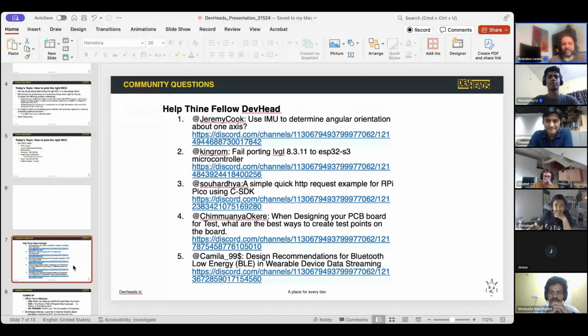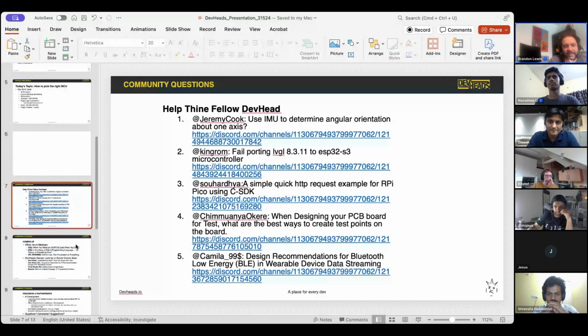You're welcome. So I've actually got a quick question. There are a couple of things on here, specifically 1, 2, and 3, that have been listed for a while: failed porting LVGL, ESP32, and using an IMU to determine angular orientation. That's a tough one. And then I think one that we could probably solve is this HTTP request example for Raspberry Pi Pico. If you guys are familiar with any of these problems and you want to jump in, let me know. If we go any further, I'll definitely put a bounty on it of some kind.